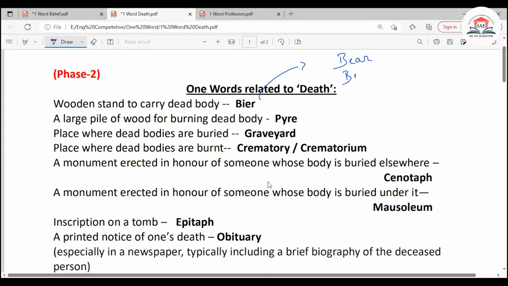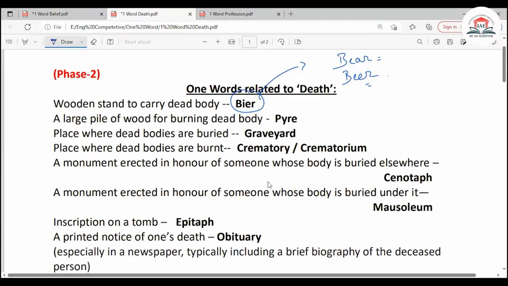We know what is beer. Chilled beer. Now beer we know. Now this is the only thing, beer, which is probably not known to us. So what is that beer? It is clearly written here, I wouldn't stand to carry dead body. So after once dead, when the body is carried through a very minimum structure made of bamboos or wooden sticks, that is called a beer.